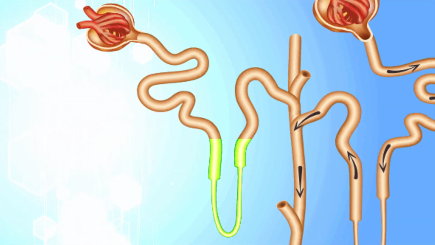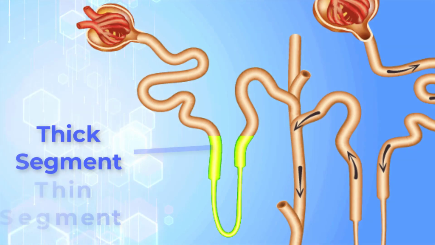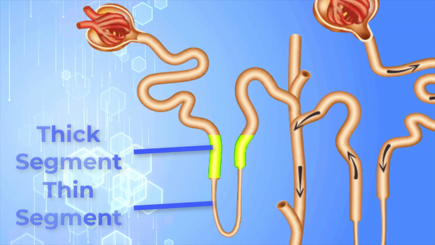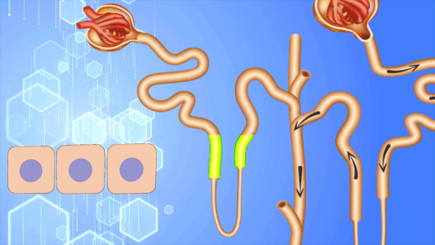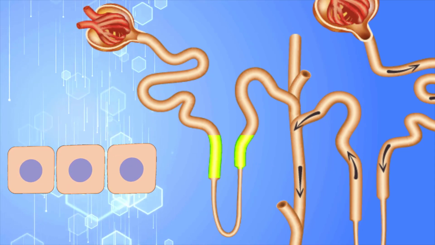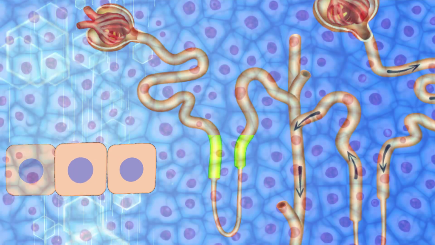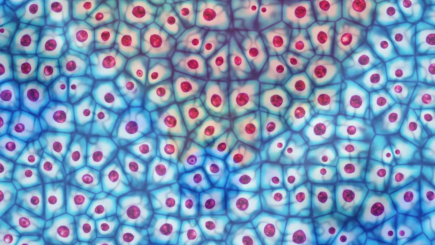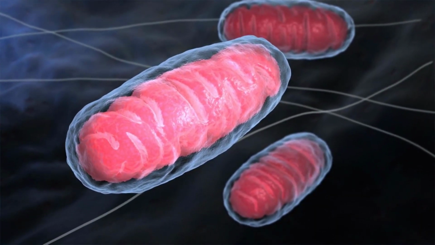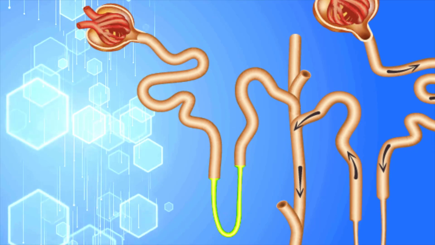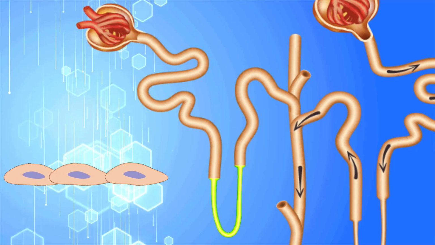The loop is divided into thick and thin segments. The thick segments have simple cuboidal epithelium. They form the initial part of the descending limb and part or all of the ascending limb. The cells here are heavily engaged in active transport of salts, so they must be highly metabolically active and are loaded with mitochondria. The thin segment has simple squamous epithelium.